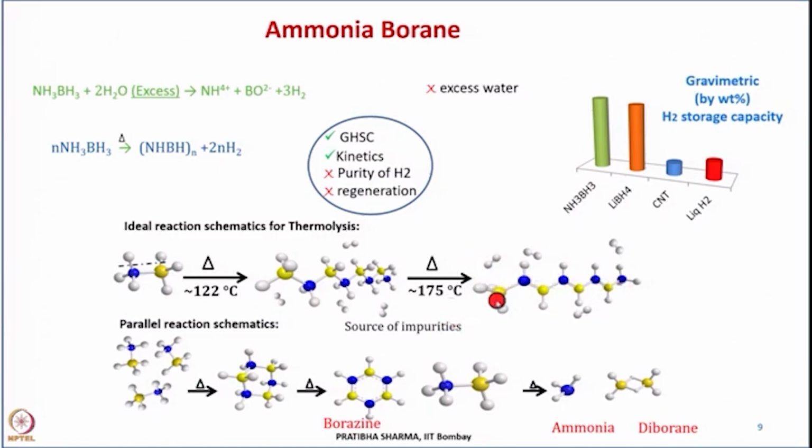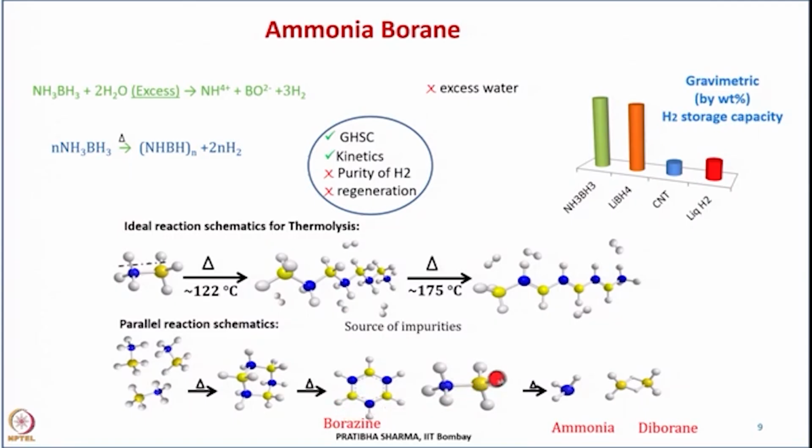Now this is under ideal conditions, where such reactions occur. However, in actual practice there are several parallel reactions that can occur, like 3 ammonia borane molecules during thermolysis can react to form cyclic species like borazine.